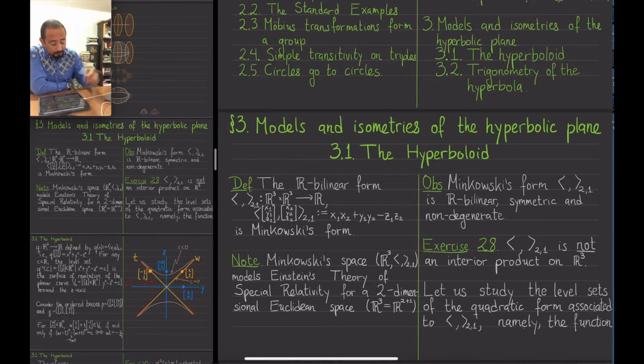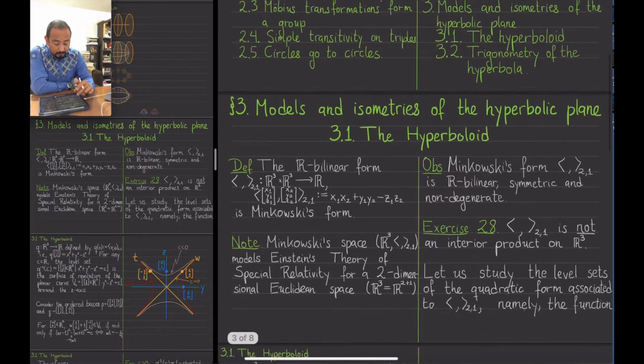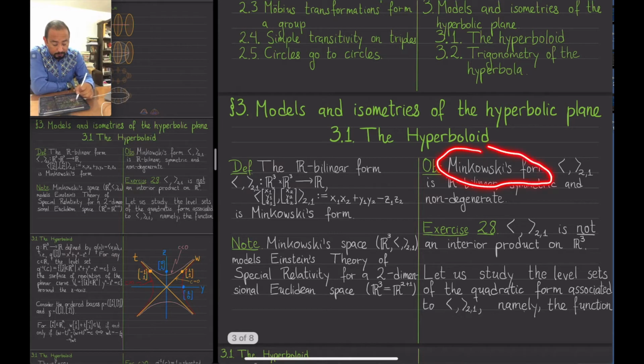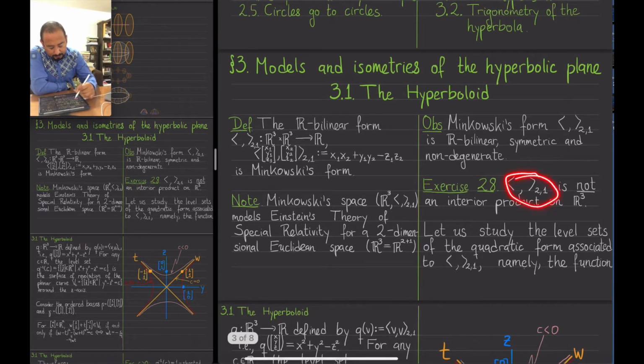It's quite easy. And now one apparent disadvantage of Minkowski's form is that it is actually not an inner product on R3, unlike the ordinary dot product, the Euclidean product. So while the Euclidean product is an inner product on R3, Minkowski's form is not, and I leave it to you as an exercise. It's going to be apparent in any case during the class.